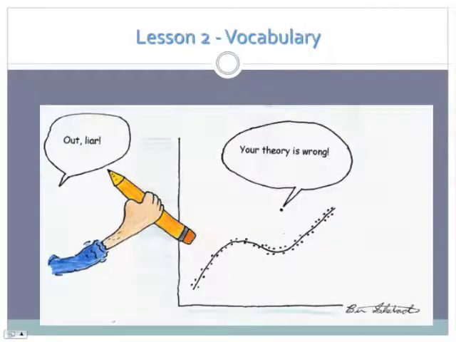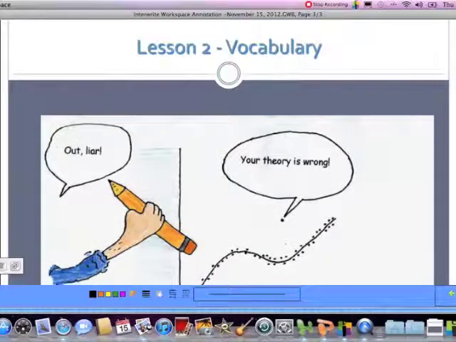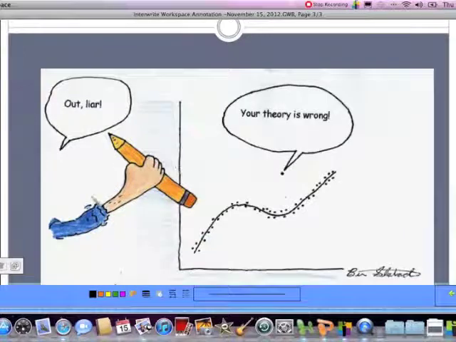All right, here's a little comic of an outlier, just a little play on words. The little student is saying outlier, and she is talking to this little point on the scatter plot that says your theory is wrong. This is technically the outlier because it is a point that is much farther away from the rest of the points in the data set. So let's talk a little bit about an outlier before we move on.